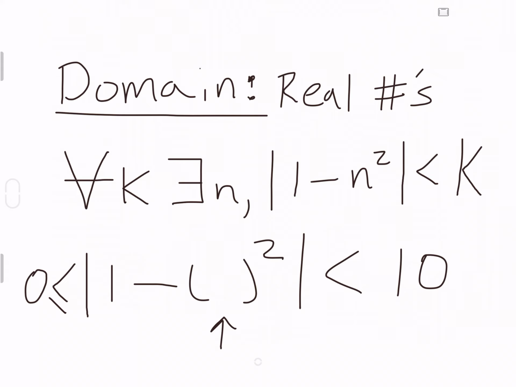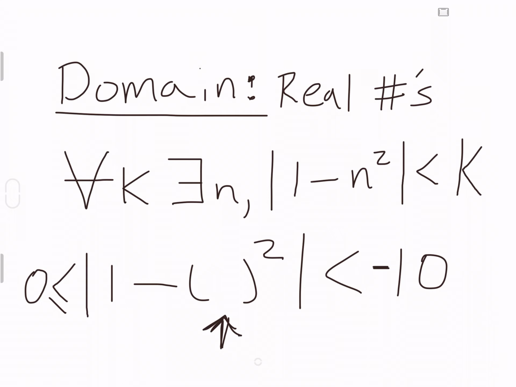But the problem is this is a for all, right? For all k. It's saying that no matter what k you pick, you can always find something to go in here to make this true. And it just doesn't work when you make it negative, when you consider negative real numbers. So negative 10.